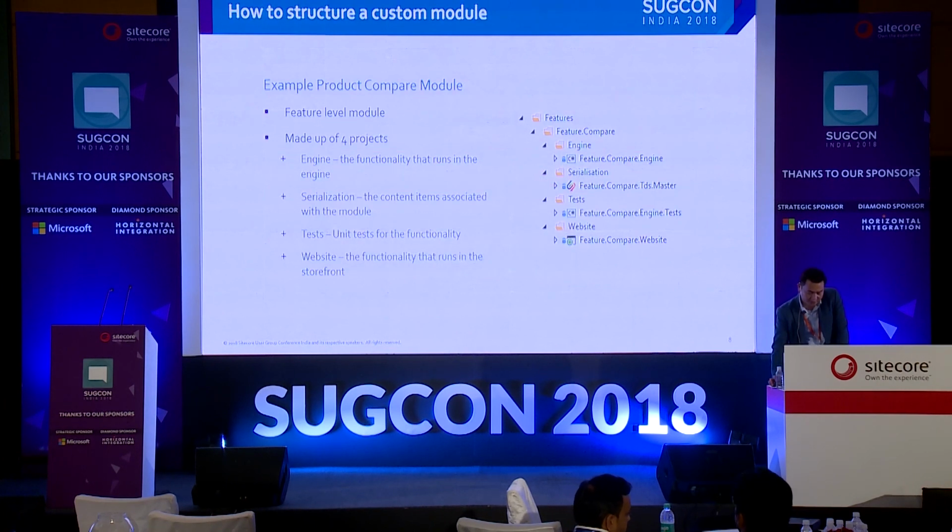How it looks in terms of a custom module. So let's say, for example, we have a product compare, right? With a product compare, all the engine codes are under the engine folder. Serialization, this could be your TDS or Unicorn. Then your unit test, and then your website. Your websites are basically your storefront codes, where all your storefront, MVC or SXA components live.